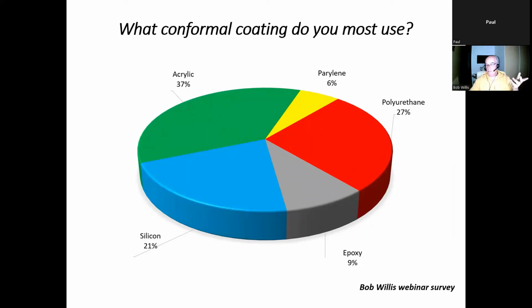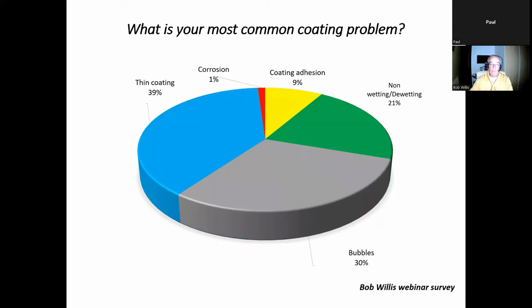What conformal coating do you most likely use? Well, acrylic materials tend to be the most popular, quite versatile materials. Then next in line, you'll find polyurethane, and then finally silicone. Silicones are kind of like a rubbery material which has great shock and drop resistance capability. Parylene 6%, and then epoxy at 9%. So that gives you an idea, but remember, talk to your supplier: what is the best material for your particular application?